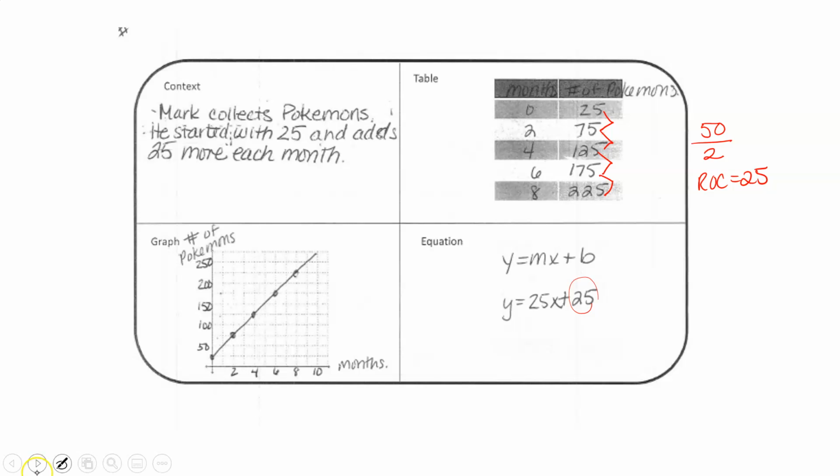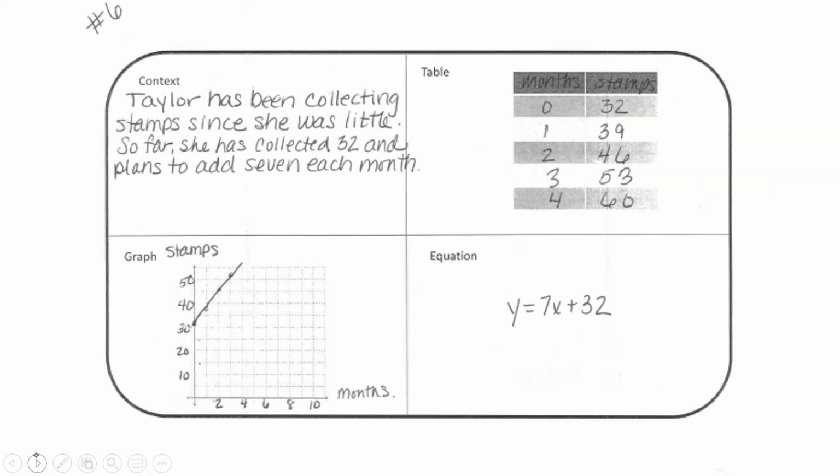Couple more here. Number 6, we had Taylor has been collecting stamps since she was little. So far, she has collected 32 and plans to add 7 each month. So that's where I get my equation: y equals 7x plus 32. This is your initial value, and this is what she adds each month.